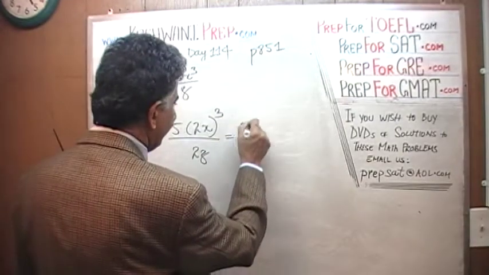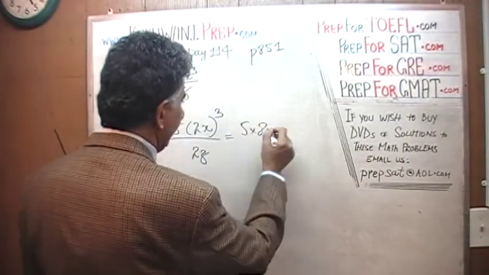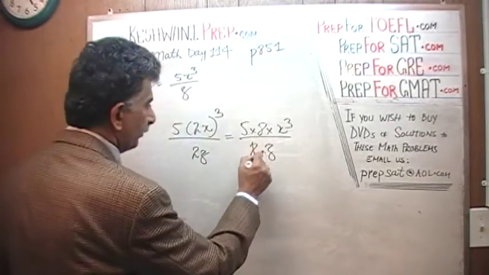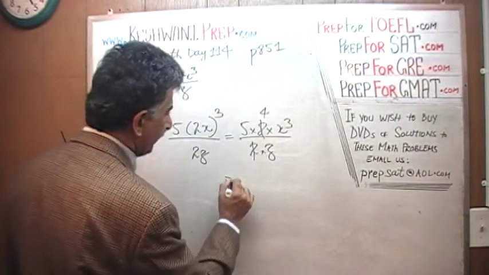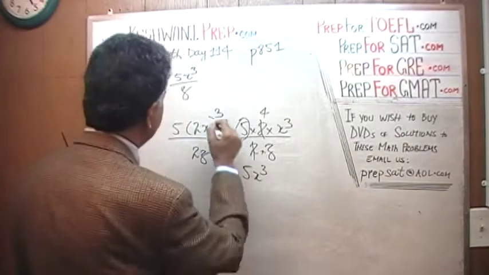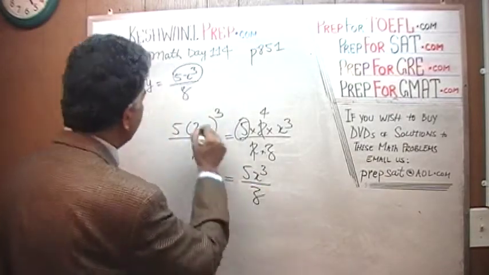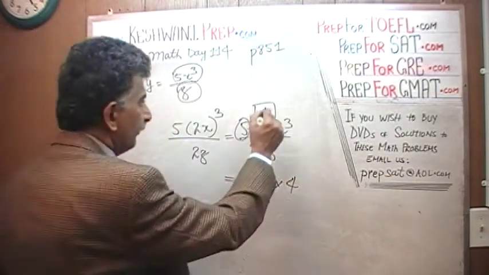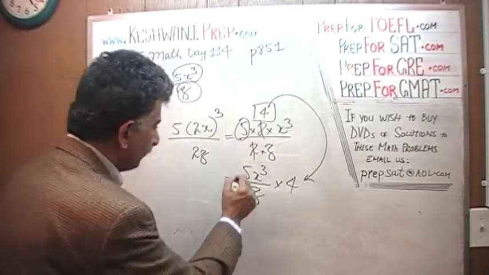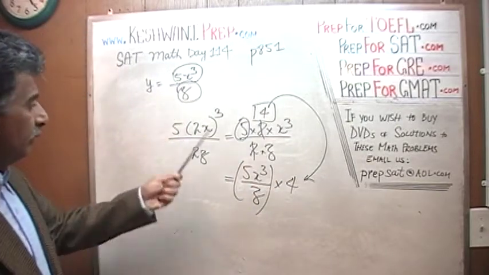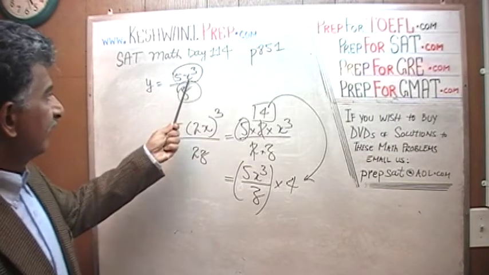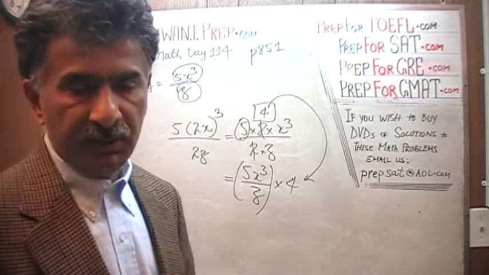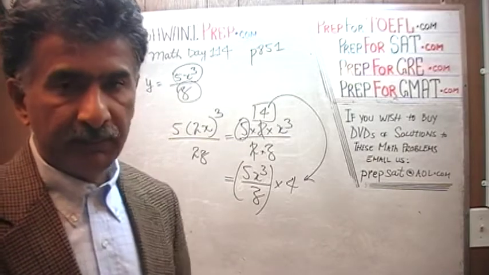So now we get 5 times 2 cubed, which is 8, times x cubed over 2 times z. This 2 is going to cancel out with this 8, and we end up with 4. So what we end up with is 5x cubed over z times 4, this 4 right here. So what happens to the original quantity? Well, it's been quadrupled. It's been quadrupled because this quantity is being cubed. So when we cube something, it becomes 8 times as much. Any quantity that's been cubed, if you double it, becomes 8 times as much.